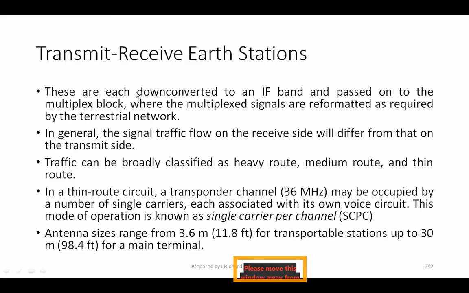And this needs to be passed on to the multiplex block where the multiplex signals are reformatted as required by the terrestrial network. So normally, if you think of these terrestrial networks, the frequency of operation is not as high as the microwave frequency range. Okay, so thereby, this needs to be down converted to an appropriate frequency wherein it adapts to the systems that are involved in the base station.